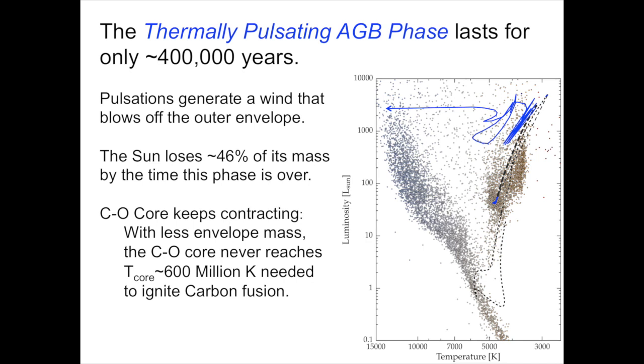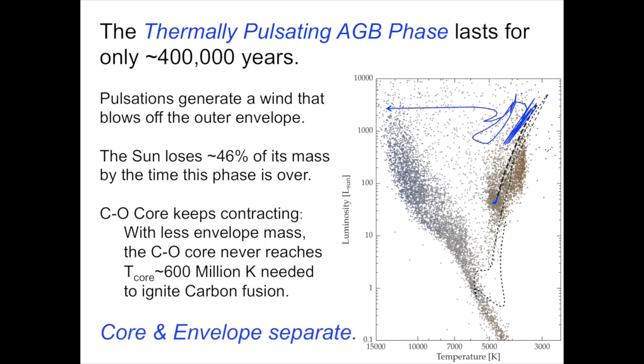However, as more and more of the envelope is taken off, the pressure is taken off the core, and so the amount of heating is less. As a consequence, for a low-mass star, the carbon-oxygen core never reaches the critical temperature of 600 million degrees Kelvin that it needs to reach in order to ignite carbon fusion. So as a consequence, this is the end of the road for the star.